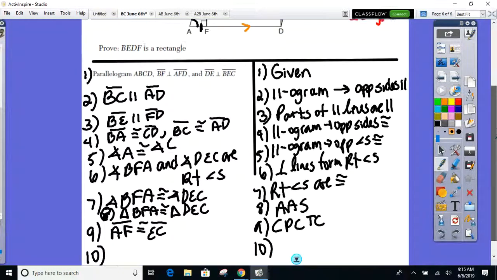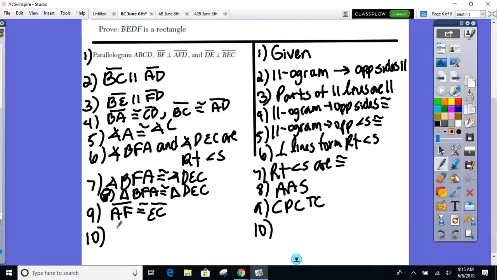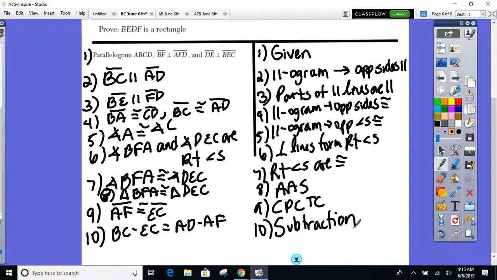And then here we go. Do your subtraction substitution. BC minus EC is equal to AD minus AF by subtraction. And then we got to do a little substitution to say BE is congruent to FD. Substitution, the good old days.